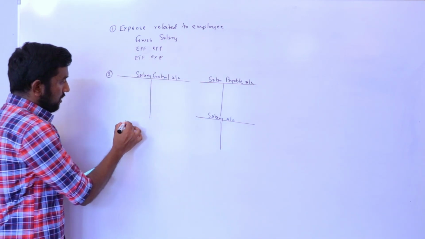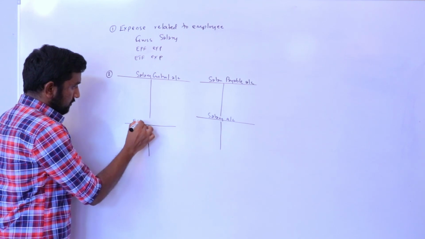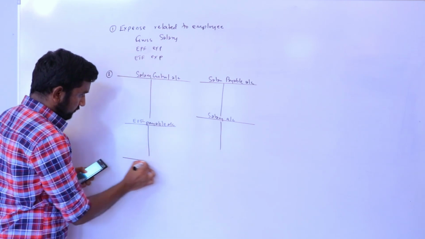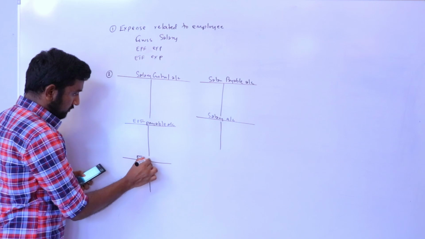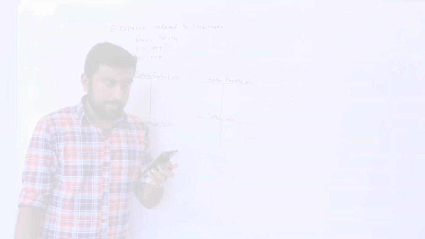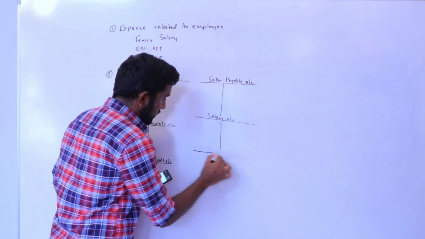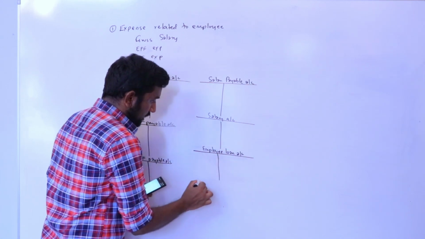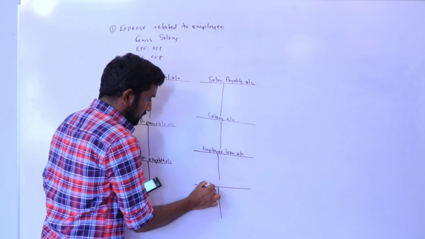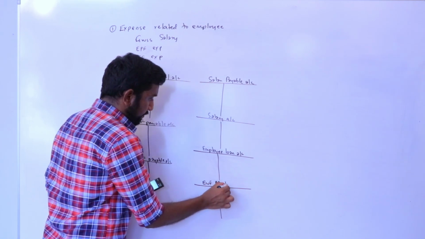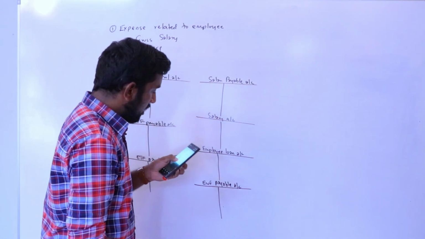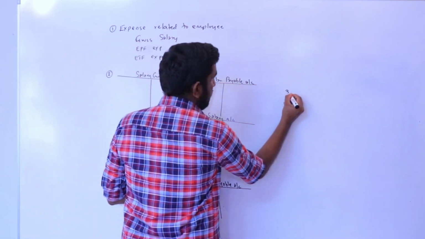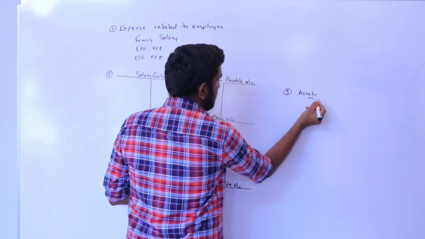Fine. Then EPF payable account. ETF payable account. Employee loan account and EWF payable account, which is employee welfare fund payable account, which is new. Fine. Then third one is assets and liabilities. So I'll write the third one here. Assets and liabilities.